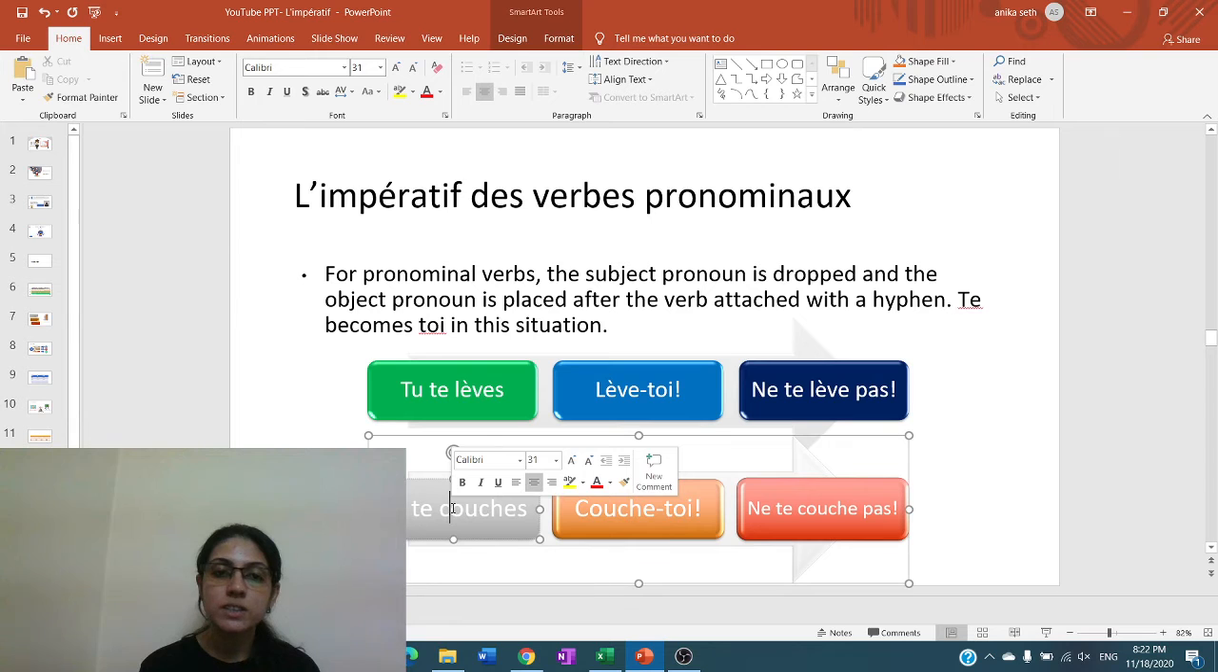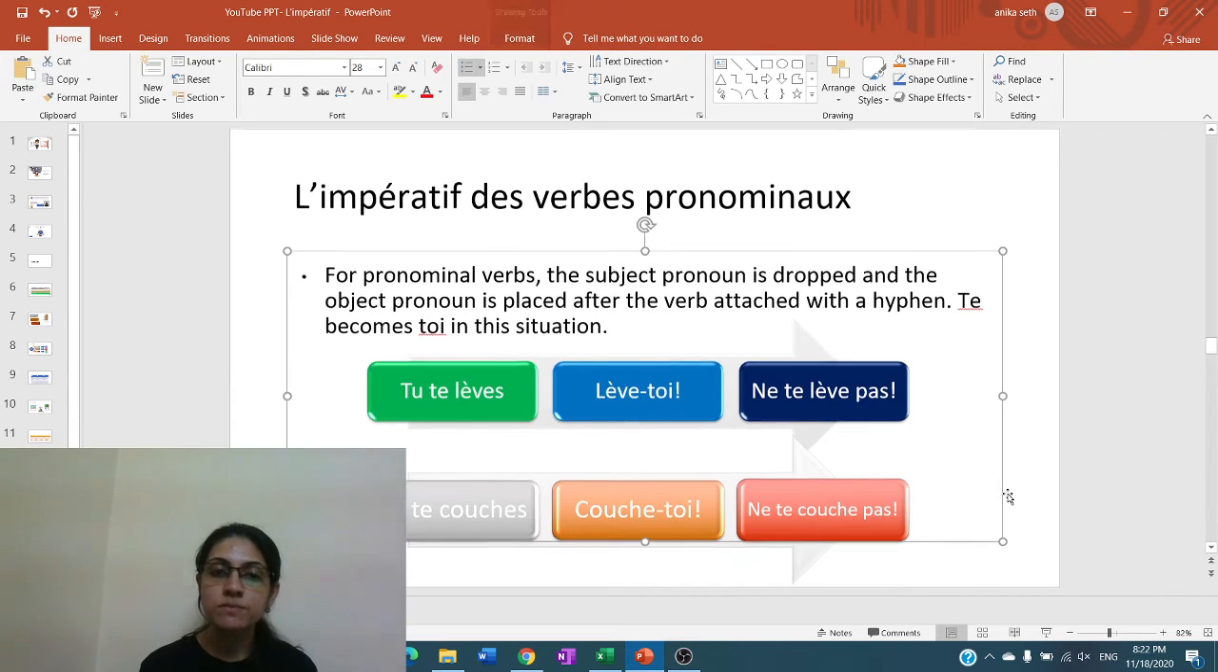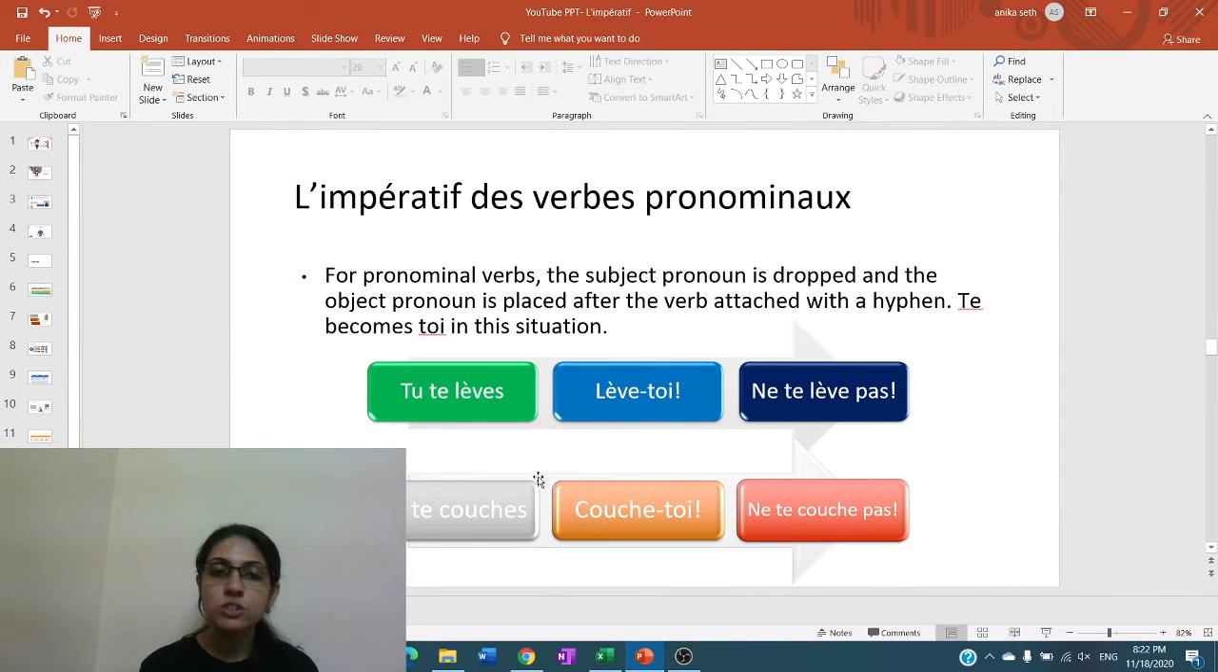Same way, another example, tu te couches, present tense conjugation, tu te couches. This becomes couche-toi because te goes after the verb in the form of toi, couche-toi, and an exclamation mark. But when it is in the negative form, this becomes ne te couche pas.